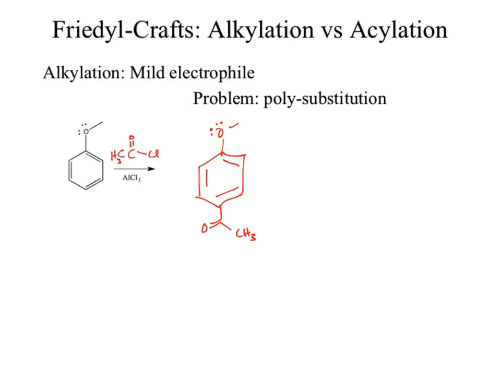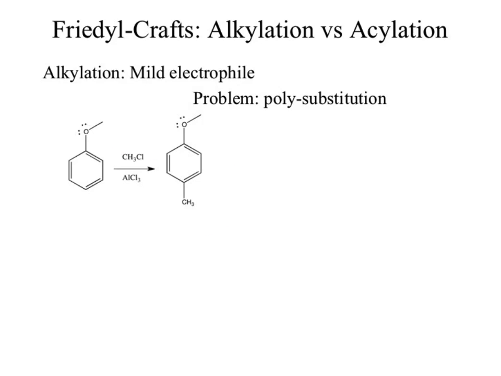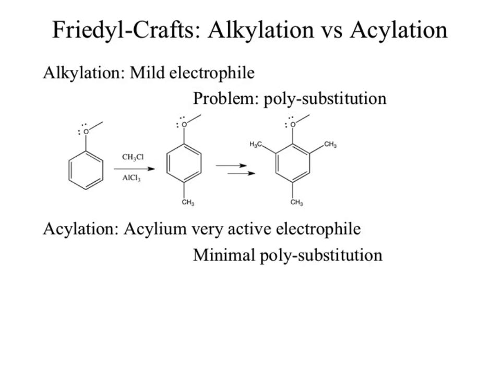The acyl group deactivates. So the anisole may be activating, but as soon as I make the product, it is now less active than the starting material. I won't get polysubstitution. I'm actually slowing the reaction by producing product. Kind of neat. So the Friedel-Crafts acylation tends to be the more common reagent used because it doesn't have limitations on the nucleophile and it doesn't get held up by or affected by polysubstitutions.